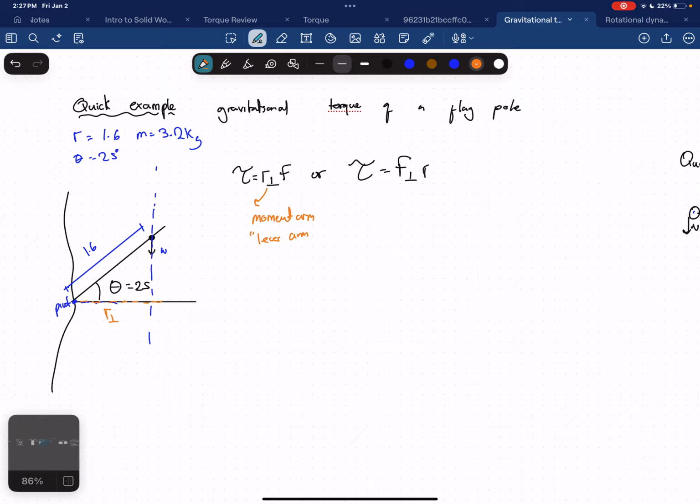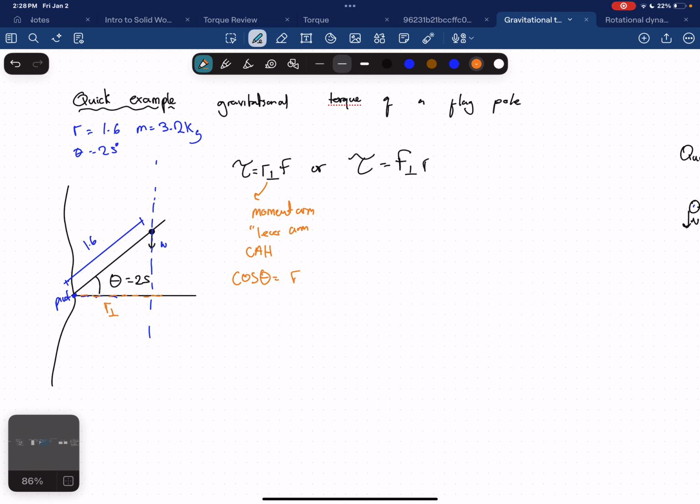I need to first find my perpendicular component of r. How can I do that? Well, it's the triangle. I can decompose my vector. It's just like cosine. So my cos theta is adjacent over hypotenuse. Adjacent is going to be r perpendicular, and my hypotenuse is r.